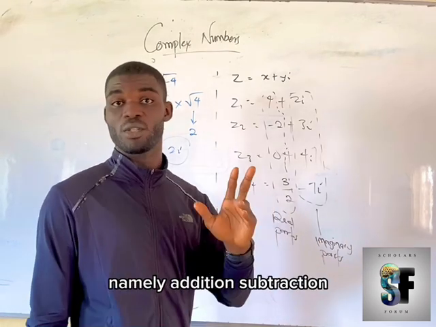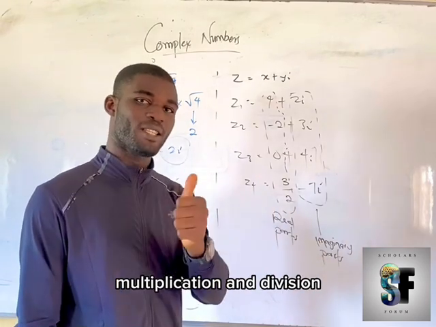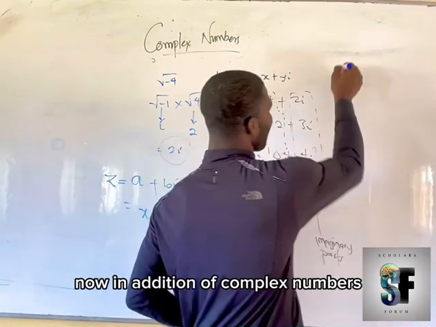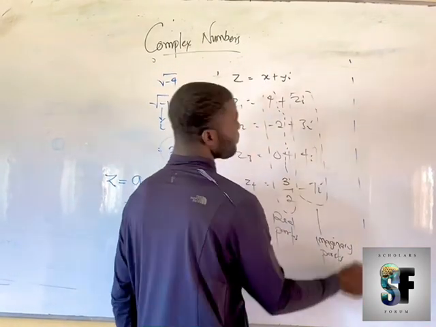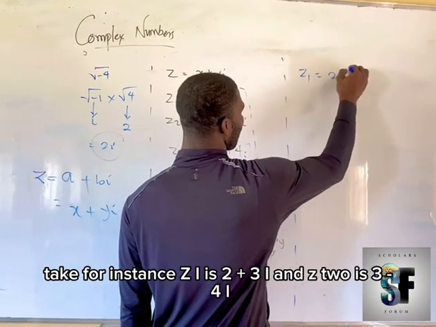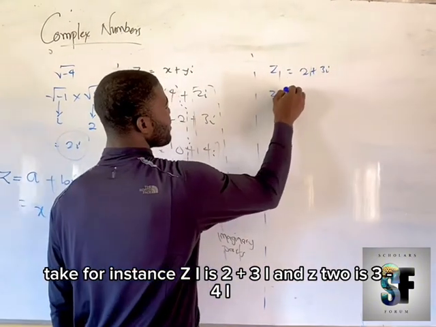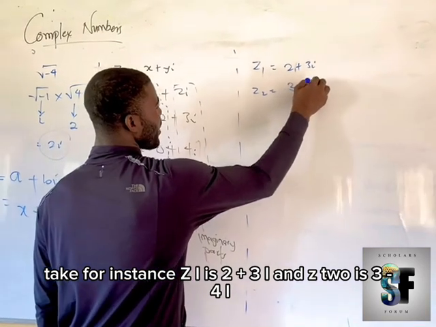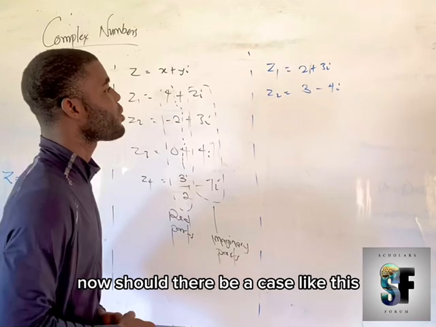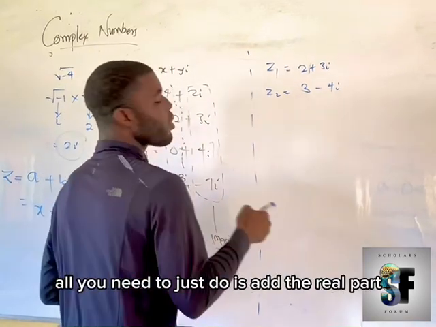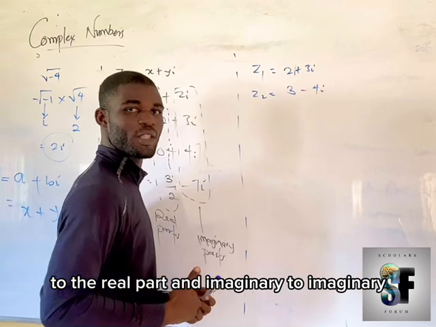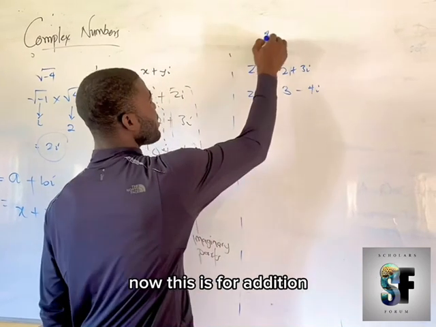Now all complex numbers undergo every operation in mathematics, namely addition, subtraction, multiplication, and division. Now we're going straight into addition of complex numbers. In addition of complex numbers, take for instance, z1 is 2 plus 3i and z2 is 3 minus 4i. Now it's very simple and straightforward. Should there be a case like this, all you need to do is add the real part to the real part and imaginary to imaginary. This is for addition.